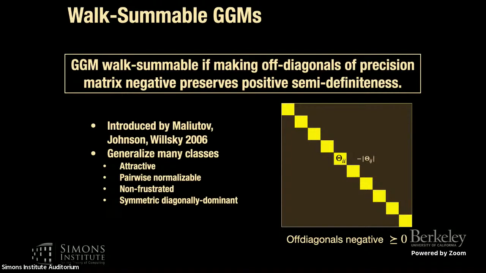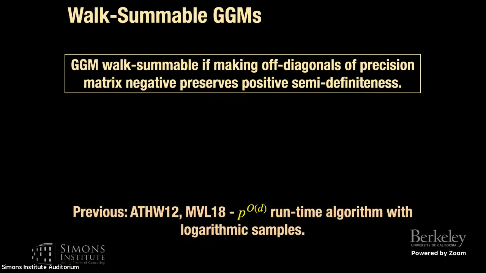For instance, you can take attractive models. All their off-diagonal entries were negative to begin with, so the operation does nothing. You can take something called pairwise normalizable models or non-frustrated models. And if you're coming from the theory literature, symmetric diagonally dominant matrices are all walk-summable because the guarantee that they're PSD only depends on the absolute value of the entries. These models were studied in the context of learning GGMs, and the best algorithm was again something like p to the O(d).